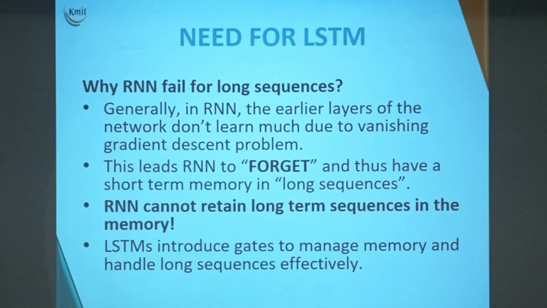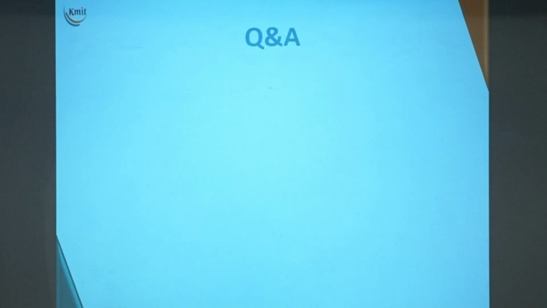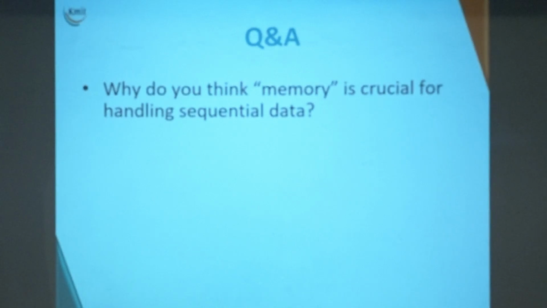What happens in vanishing gradient problem? Yes, the early layers cannot learn as gradient approaches 0. Okay, so what was the solution? LSTM. Now, there are few questions, and there's a question that I want to ask.